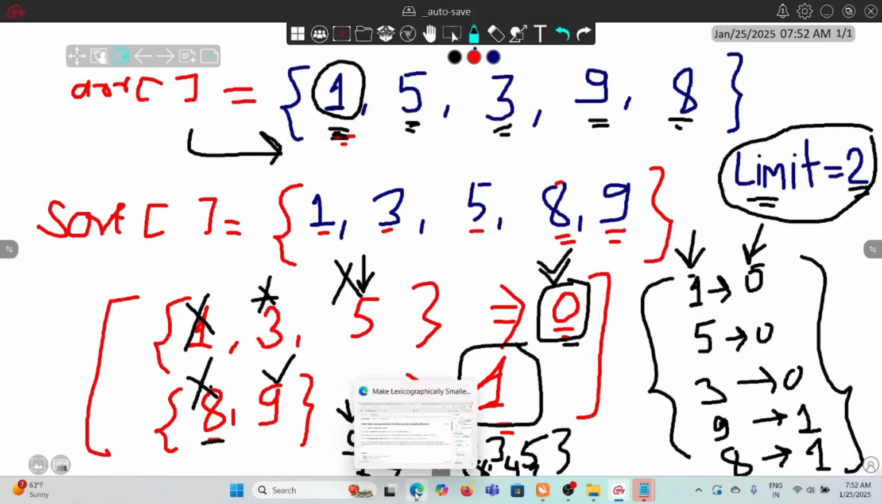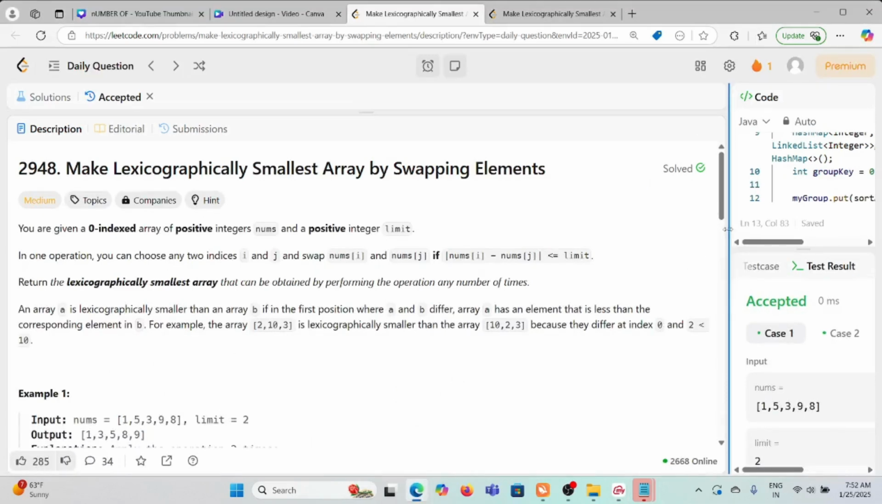So let me show you my corresponding code for it. See here.